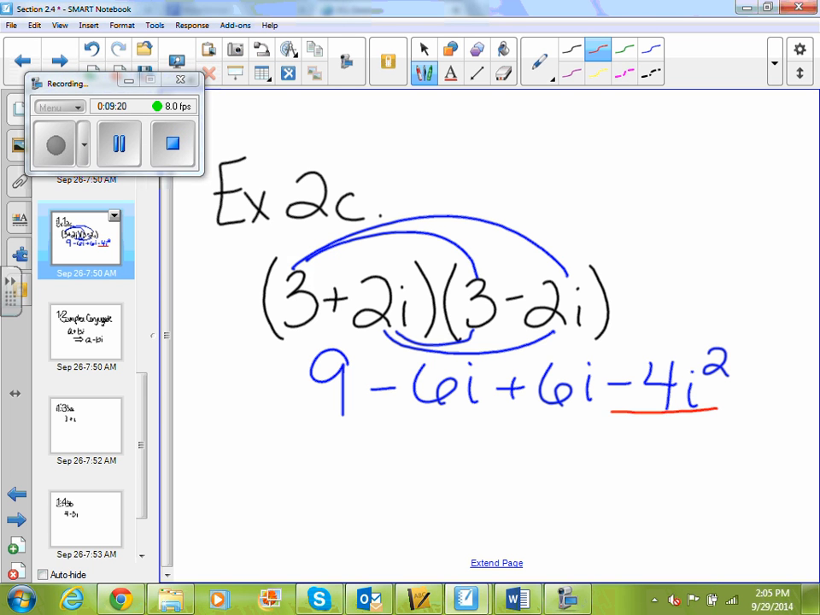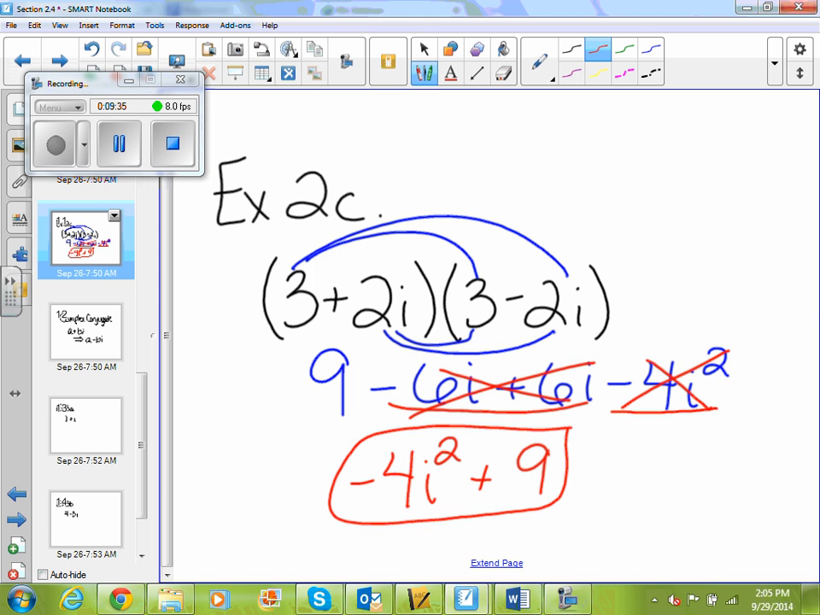So write them in order from biggest exponent to smallest exponent. So negative 4i squared comes first. Negative 6i plus 6i just cancels. And then we have a plus 9. So negative 4i squared plus 9.